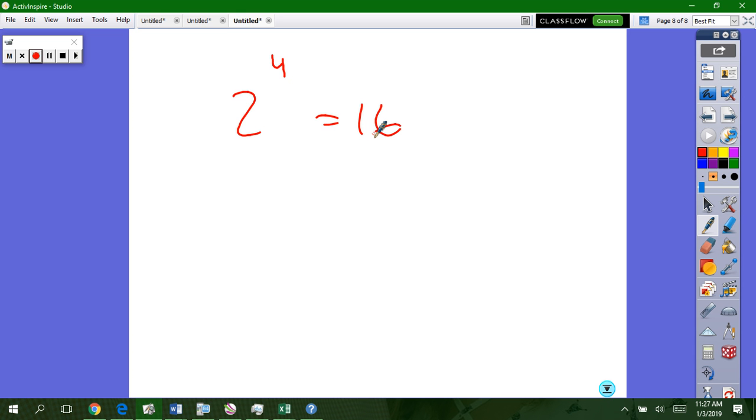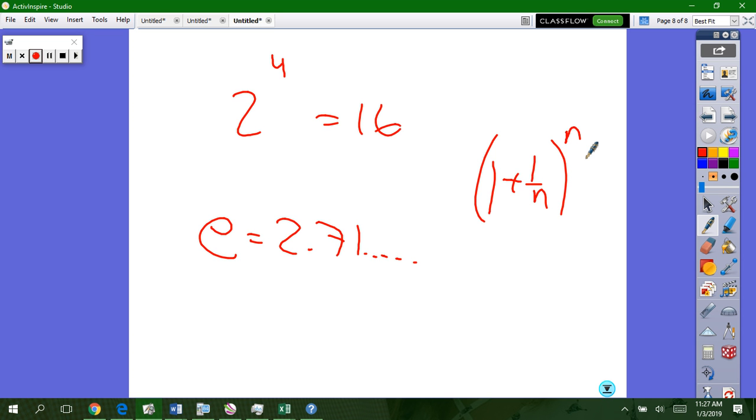Okay. What is E? You guys know what E is? It's roughly 2.71. It's like pi. But how it comes about, what it came from, is this formula.